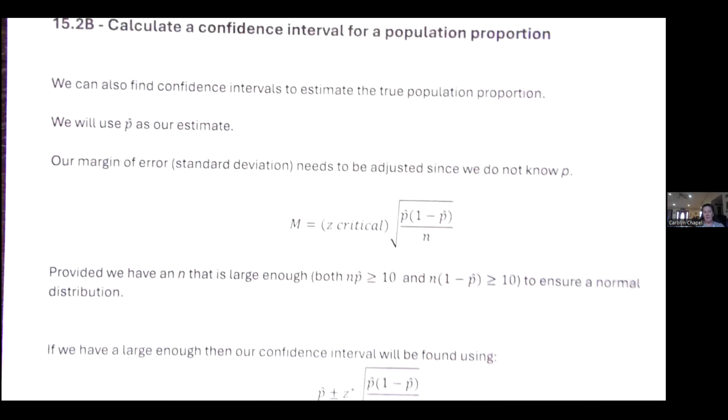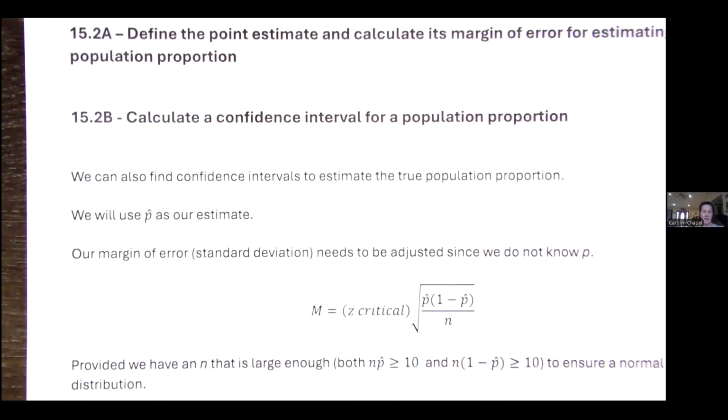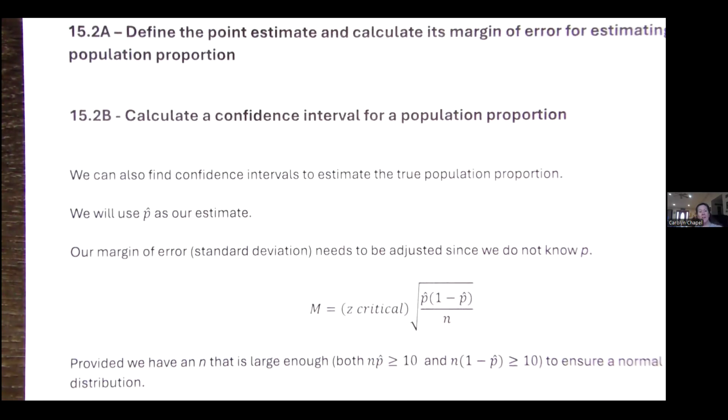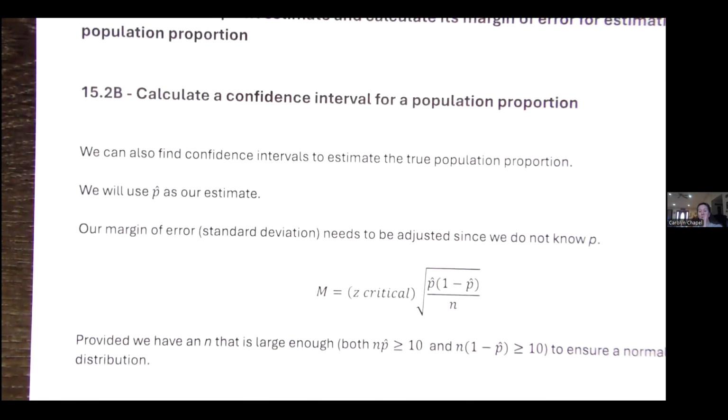We can also do something similar to this if we want to try to estimate that true population proportion. So say we don't know P, but we want to try to get a handle on what it is. Again, most of our confidence intervals start with some sort of estimate, and then we go up and down a margin of error to calculate this. This one is very similar to that. The estimate we're going to use for P will be our P hat. So our sample proportion, that P hat is going to be our estimate.